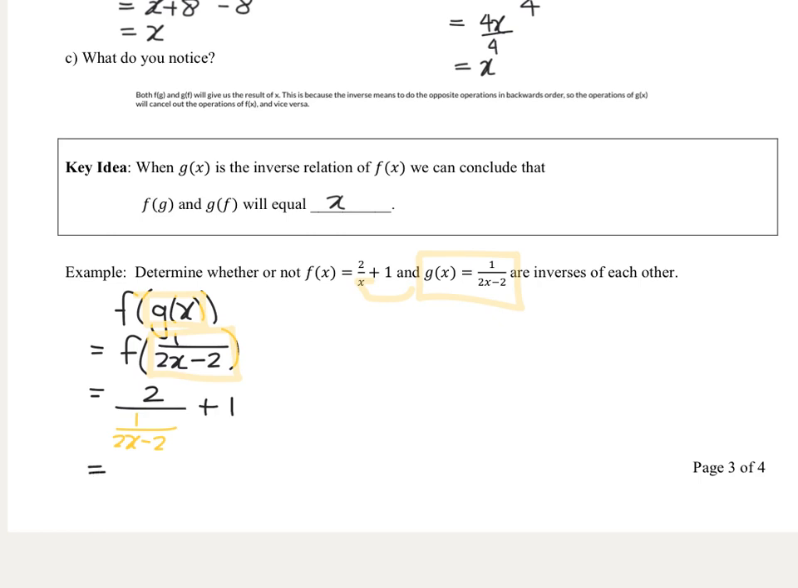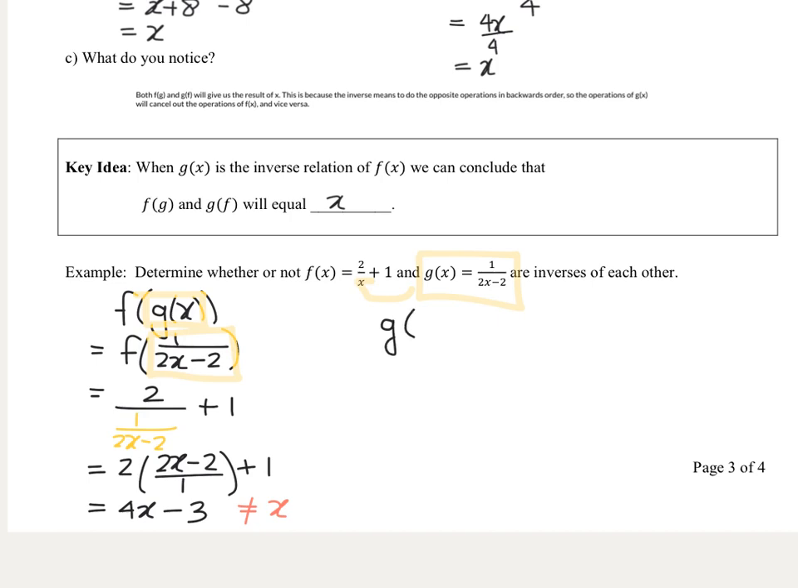Okay. When I do 2 divided by anything, that means that instead of dividing, I can multiply by the reciprocal. So this is going to end up giving me 2 times (2x minus 2)/(1) plus 1, which when I expand and simplify, I'm going to end up getting 4x minus 4 plus 1, which gives me 4x minus 3. Okay. Automatically, I can see that this is not going to equal x. So this test will be enough to disprove that f of x and g of x are inverses of each other. Okay. I will show you g of f of x as well, just in case you wanted to try it the other way around.